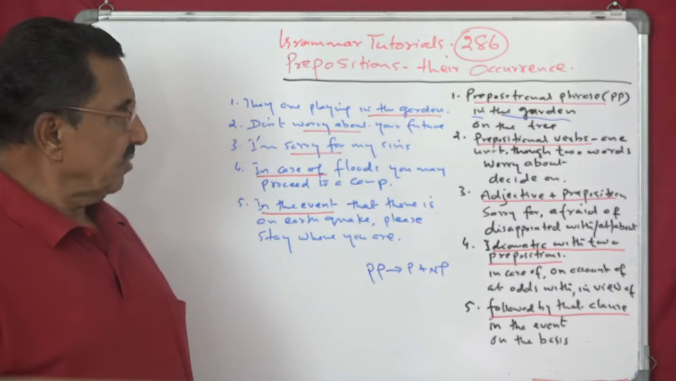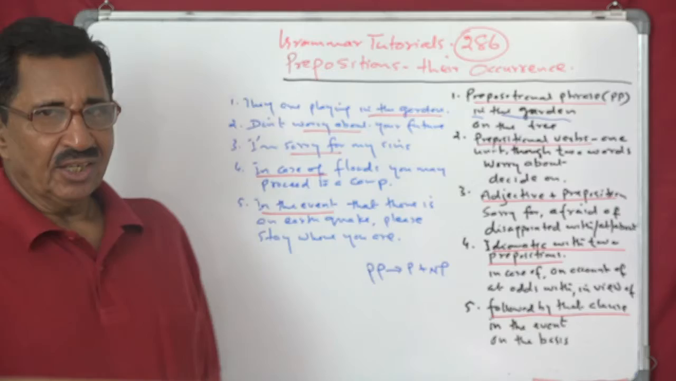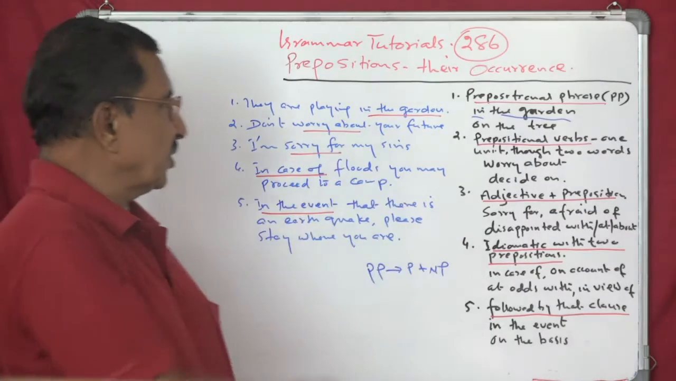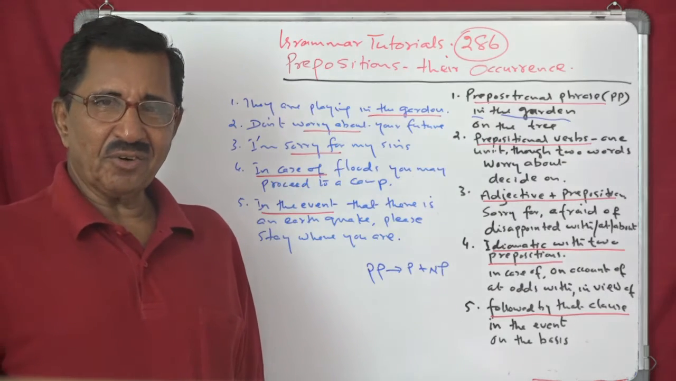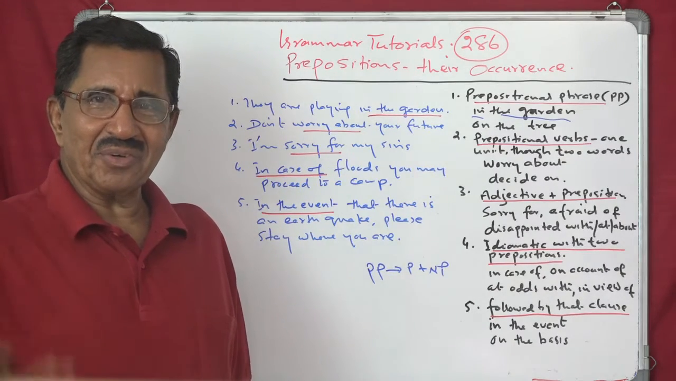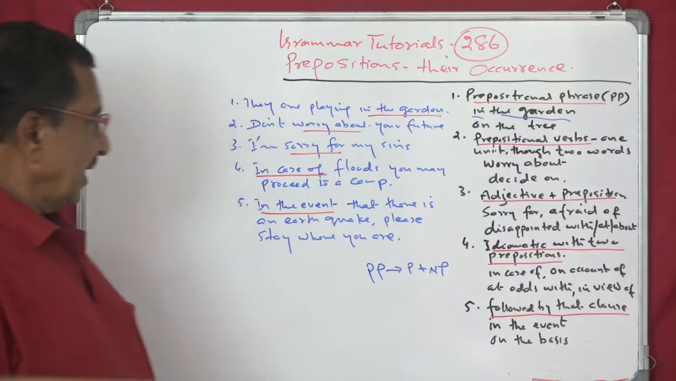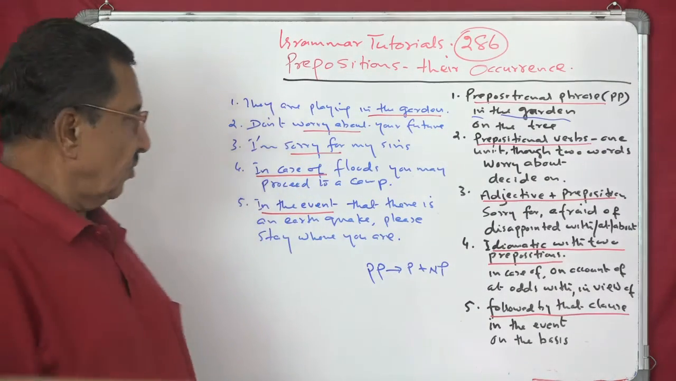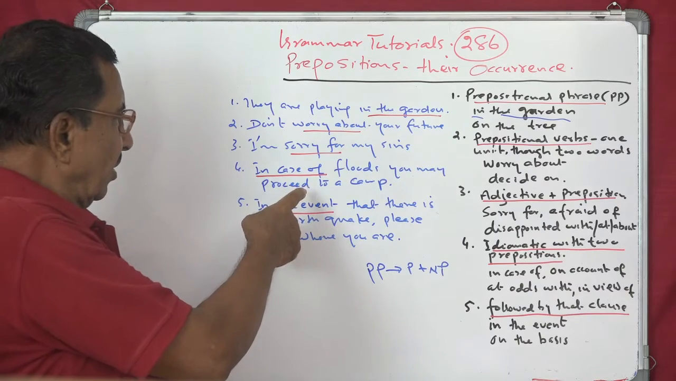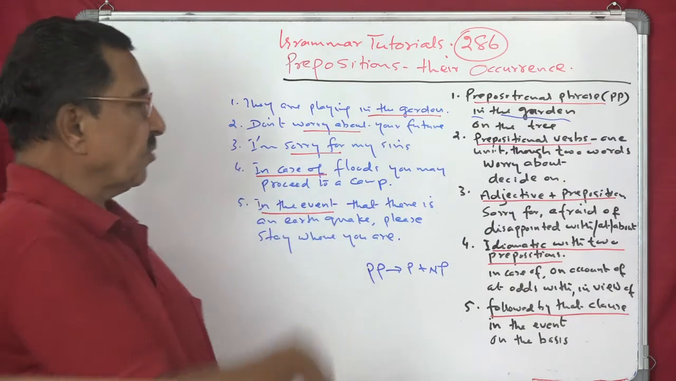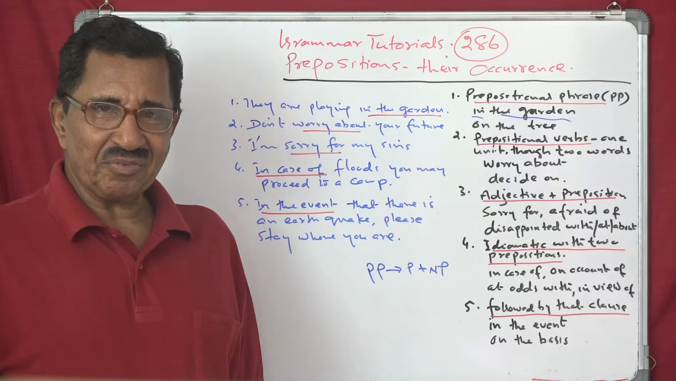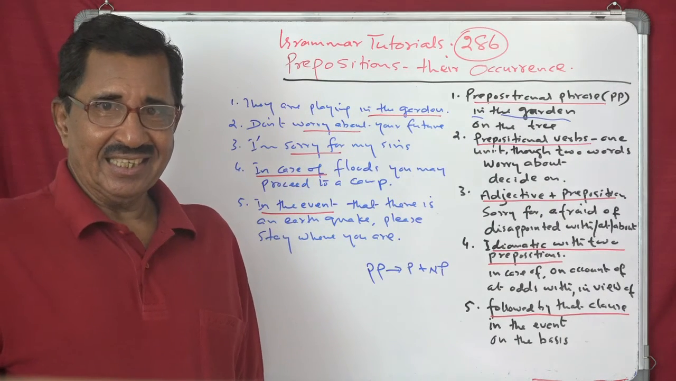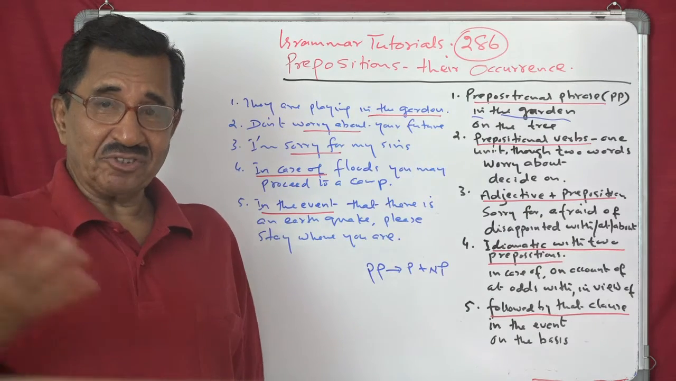Simple. Next one we saw is prepositional verbs. 2 words but 1 unit. You have got the example, don't worry about your future. You don't say don't worry your future, but you say don't worry about your future. Yesterday we have done it. Third one is adjective plus preposition. I am sorry for my sins. I am afraid of cats. Some people are afraid of cockroaches.